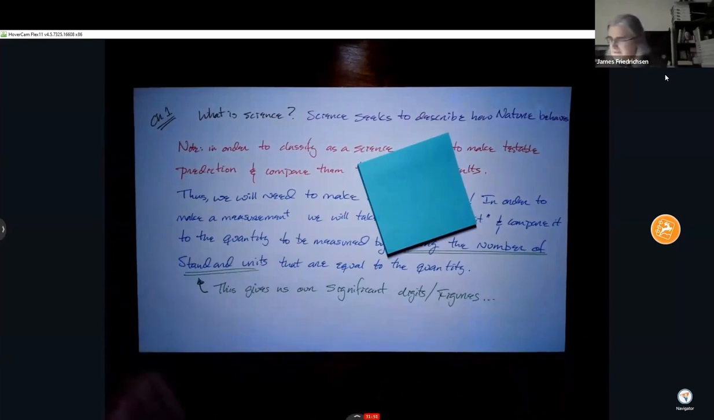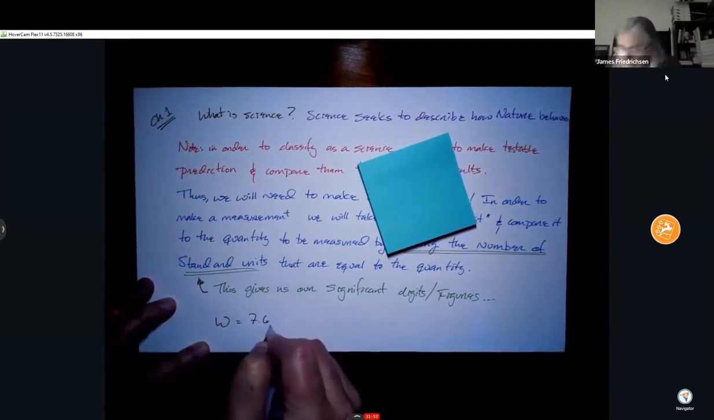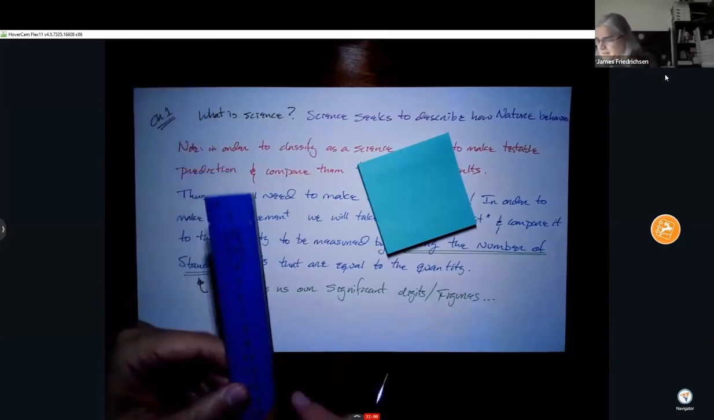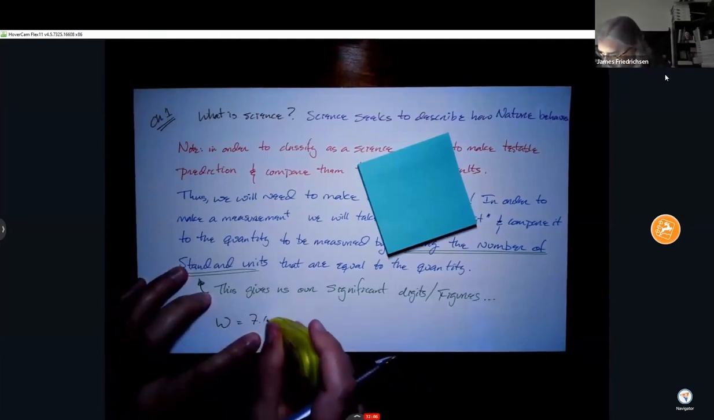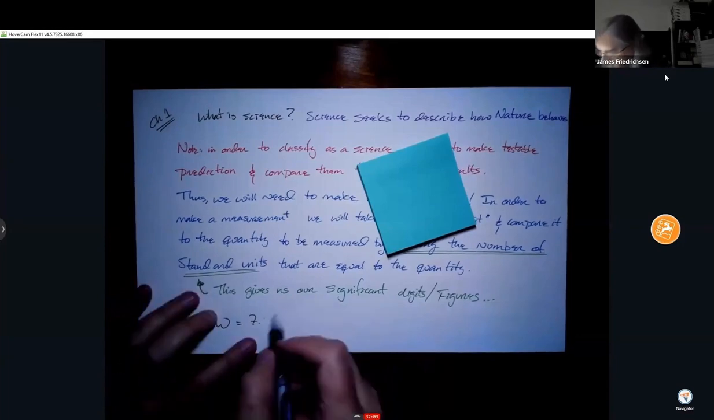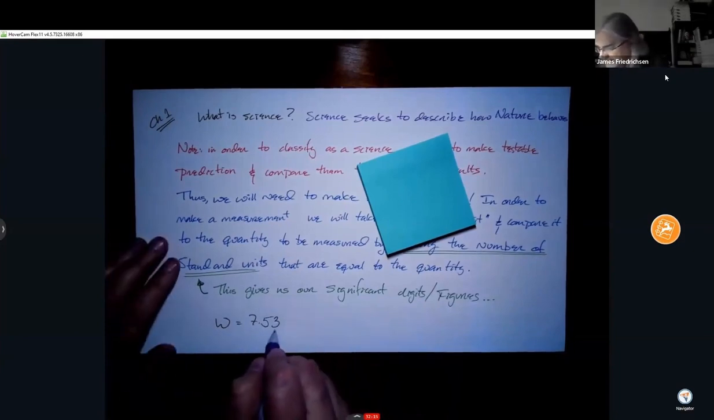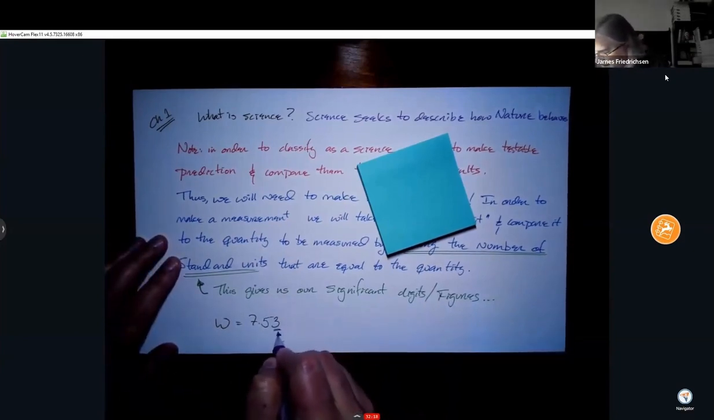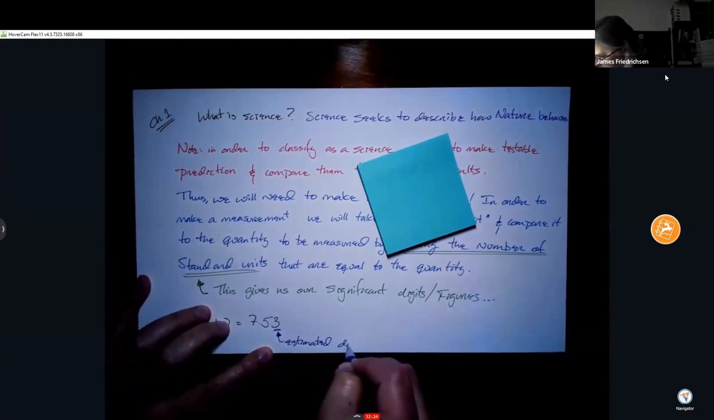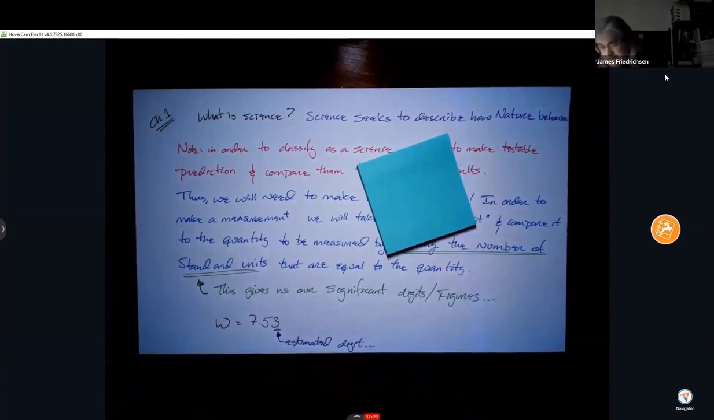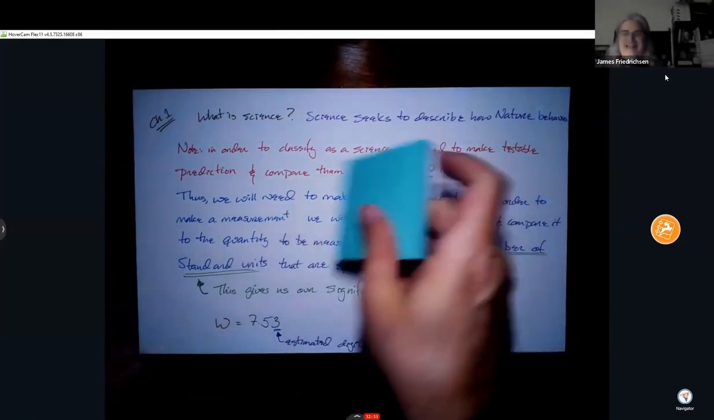And so we can state that the width of this tablet is 7.6. Oh, that was between... Yeah, so 7.5 and between 5 and 6, and then we'll go with, I don't know, 3 or something. Okay, so that's my measurement. And what you'll notice is that this 3 is the one that we estimated. So this is our estimated digit.